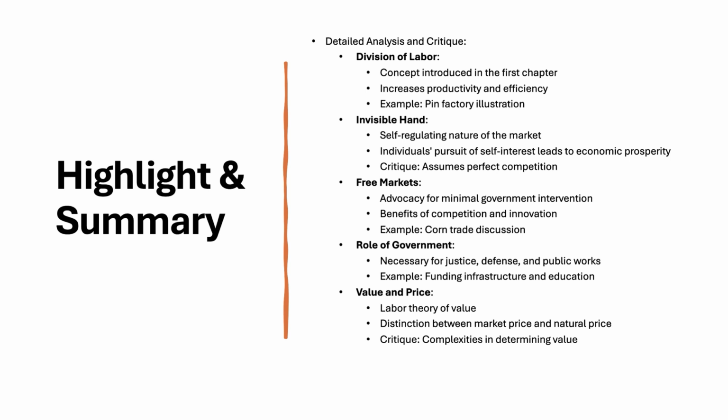Let's not forget value and price. Here, Smith dives into the nitty-gritty of what things are worth. He introduces the labor theory of value, the idea that the value of something is tied to the labor needed to produce it. Then, he distinguishes between market price, what you pay, and natural price, what it's really worth. It's kind of like the difference between buying a concert ticket from a scalper versus from the box office. Critique time: determining true value can get complicated faster than you can say economics.